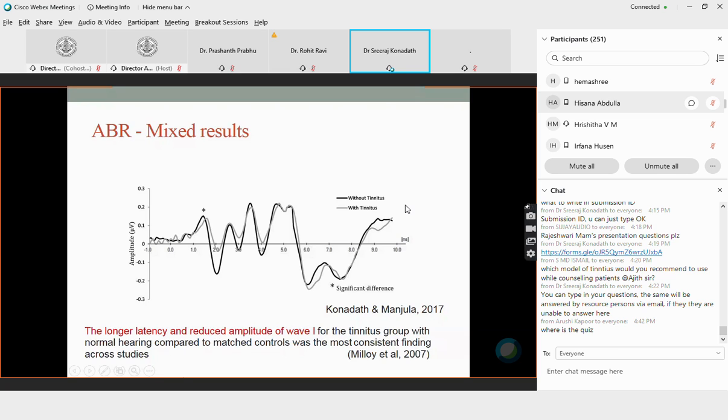So this is a wonderful article. If you want, you can go through it. This is again a review article. They have studied so many studies which are done in ABR and tinnitus, and most likely the conclusion is that there can be a longer latency and reduced amplitude for wave 1, but it is not very consistent. Remember that. And you have to constantly follow one methodology, otherwise you will be getting different results also.